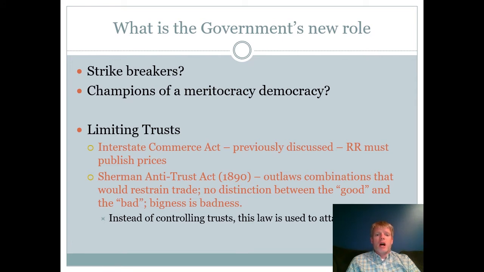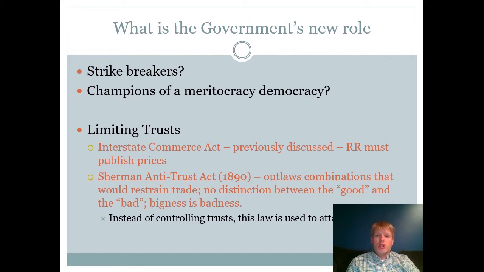There will be other things passed, like what it's showing you on the slide, to actually limit trusts. The Interstate Commerce Act, which I believe was in your reading previously, stated that railroads had to publish their prices so that Vanderbilt couldn't give some guy who used his railroad all the time one price and Farmer Joe from Illinois a much higher price because he was only shipping a small amount. Everyone had to publish prices. They had to be publicly accessible so that you couldn't be cheated.